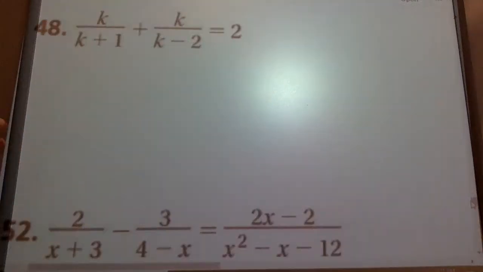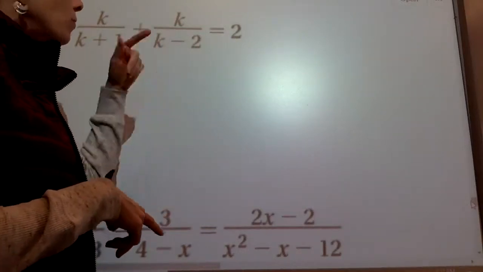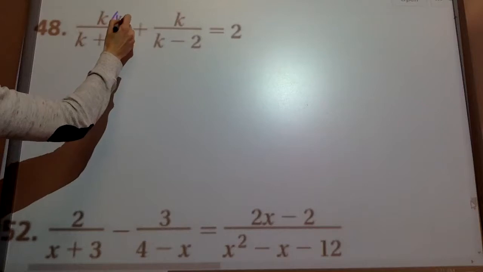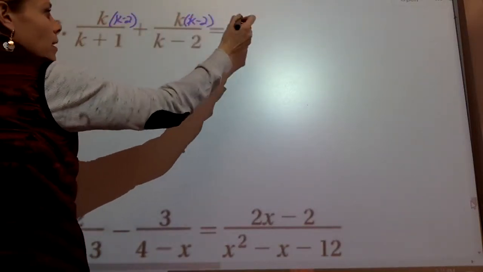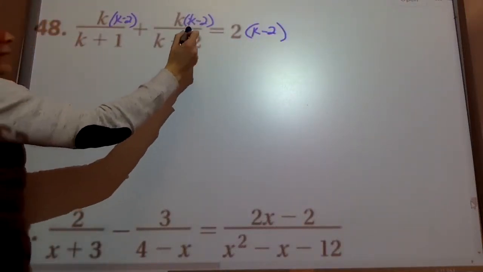I'm not up for checking. Example 48 here. You have two things on the bottom. What are they? k plus 1 and k minus 2. Which one do you want to do first? k minus 2. Okay, so I'm going to take everything times k minus 2. Oh, I hate this already. But if I have k minus 2 on top and bottom, what happens?